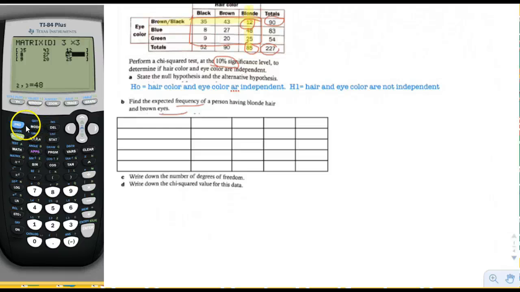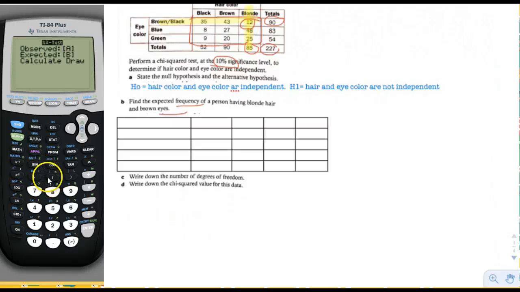And then to make the test, I'm going to do a stat test, and then I'm going to go down to C. C, it's really far down there. Enter, and then the observed matrix is going to be the D. No, what did I say? The C matrix? No, it's the D matrix, right?